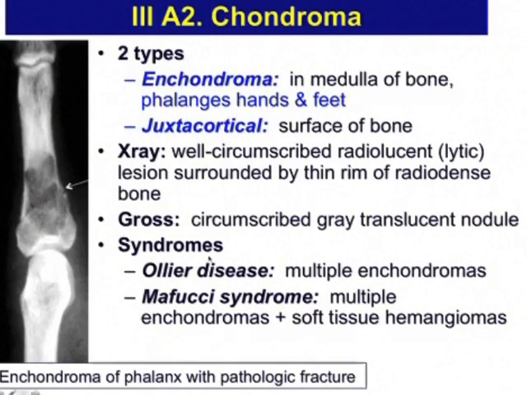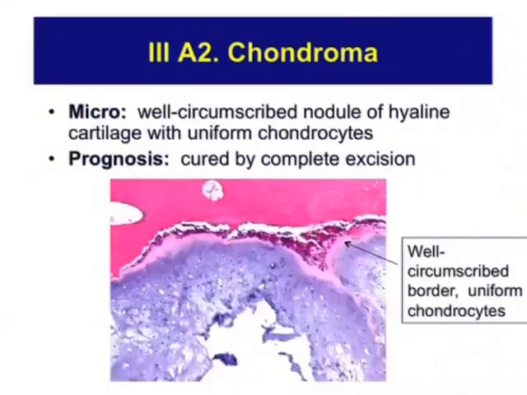Now, there are certain syndromes. You don't need to know the details of the syndromes. It's just that an enchondroma in itself is a benign lesion. It does not progress into chondrosarcoma. But in patients who are unlucky enough to have these syndromes, they are more predisposed to getting chondrosarcomas. Their enchondromas look more atypical, and they can transform into chondrosarcomas.